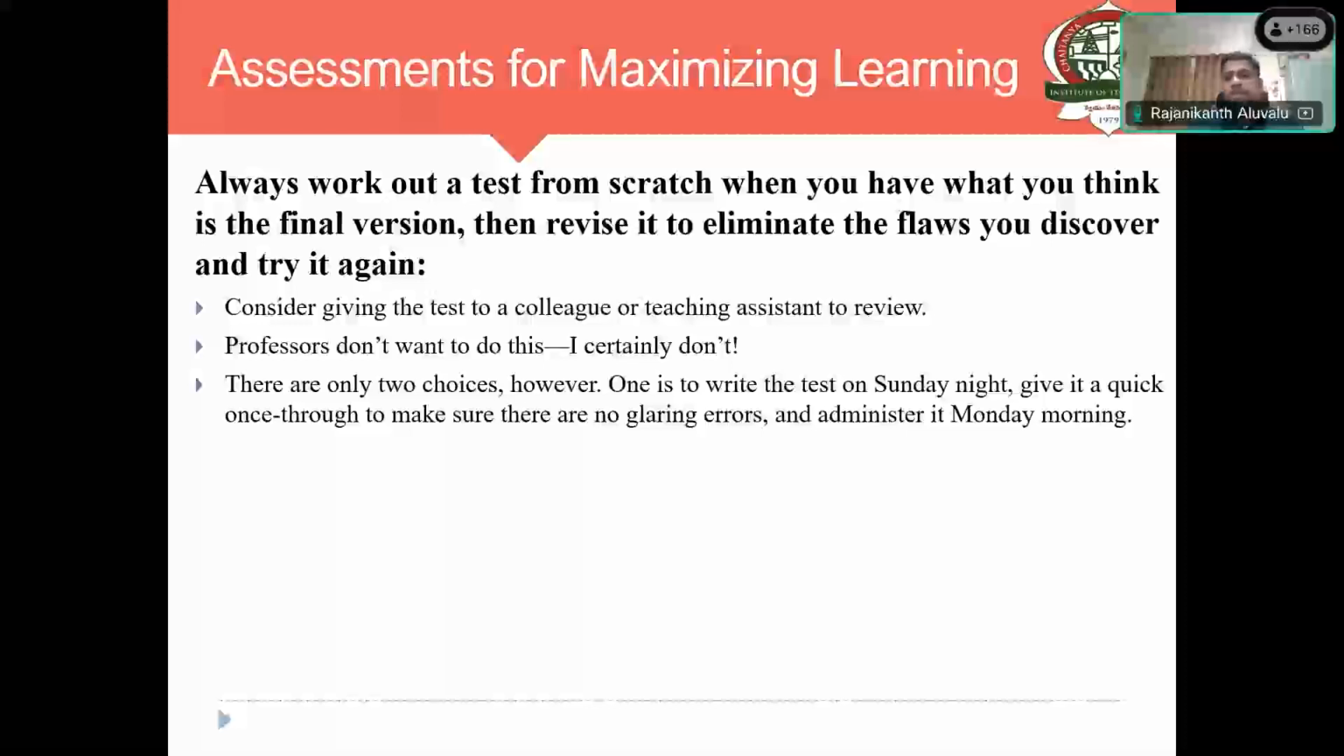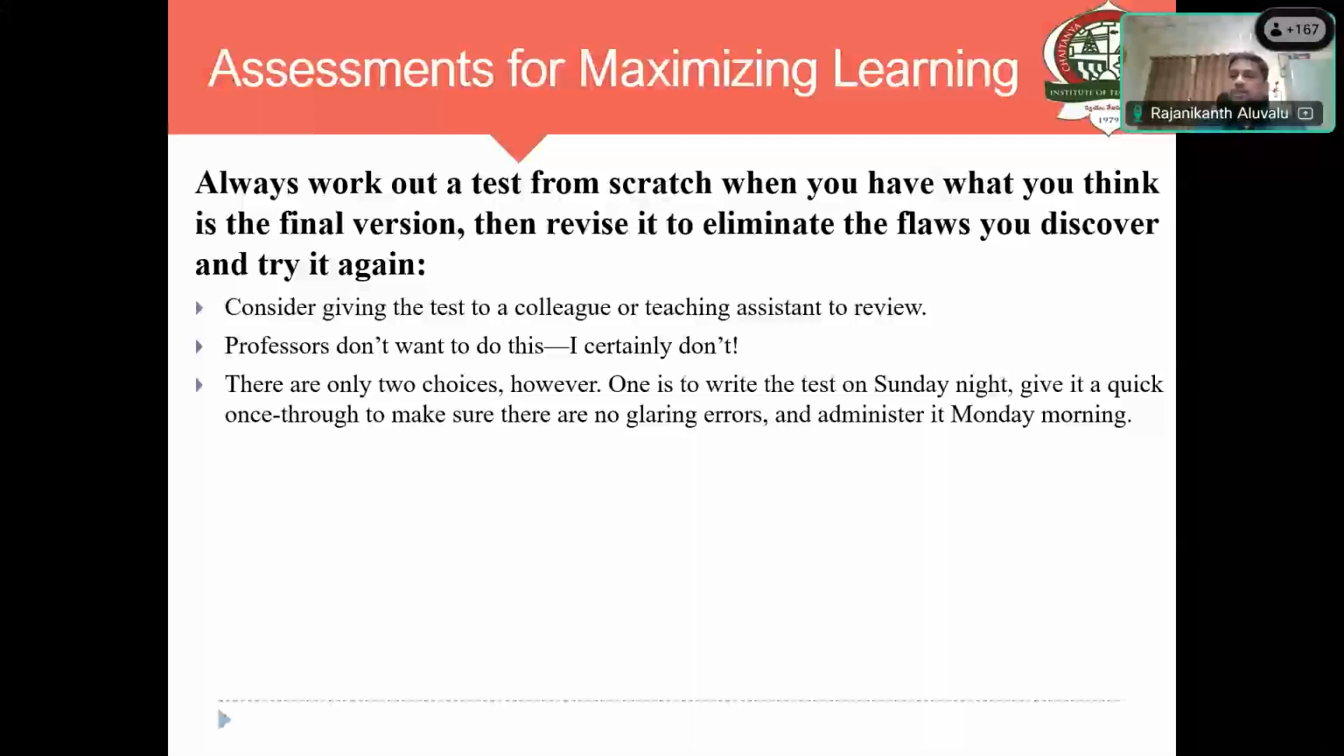So the next factor is always work out a test from scratch. When you have what you want in the final version, then revise it to eliminate the flaws you discover and try it again. So when you prepare an assessment, please take some time to review and evaluate it. Of course, not by yourself. You can give it to a colleague and ask them to review the questionnaire once. That really gives you feedback, because you're going to a student, and the student should not fall into ambiguity or confusion and get demotivated. So we need to first evaluate the assessment by ourselves, or at least by a colleague.